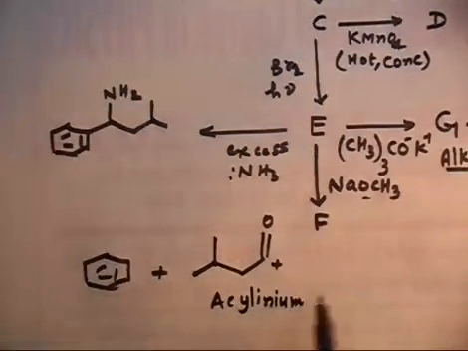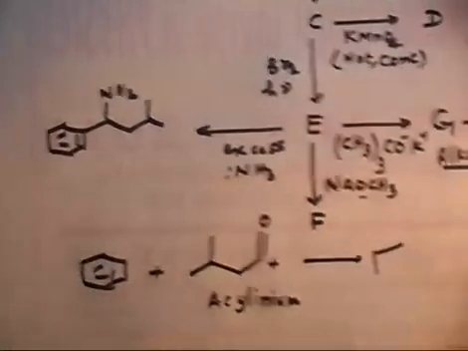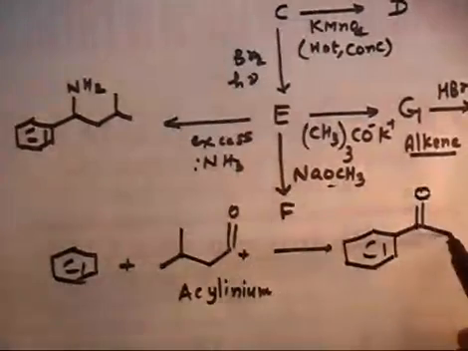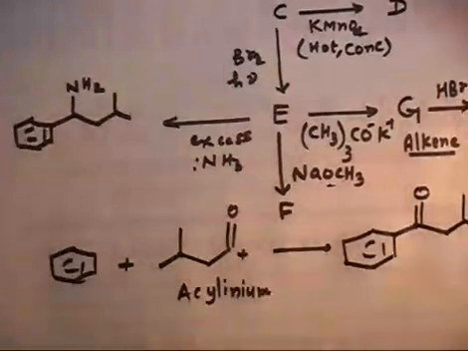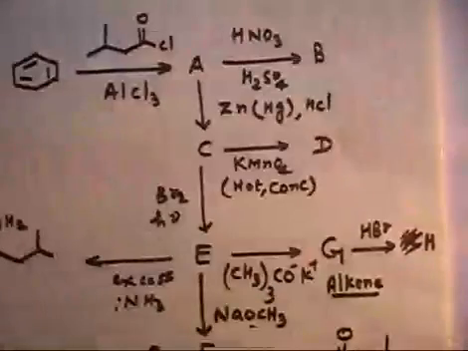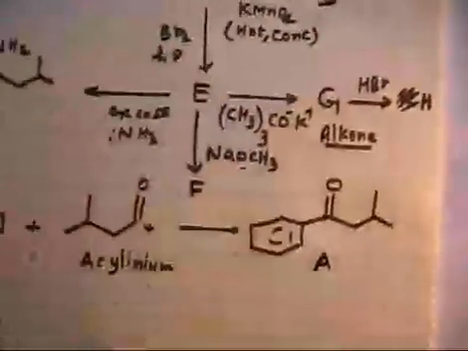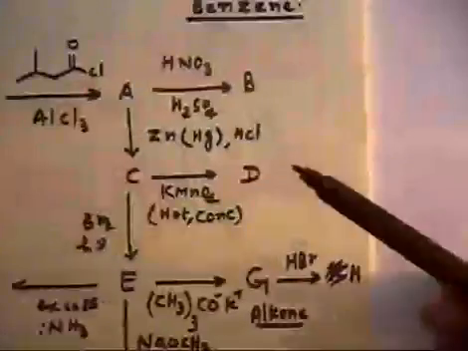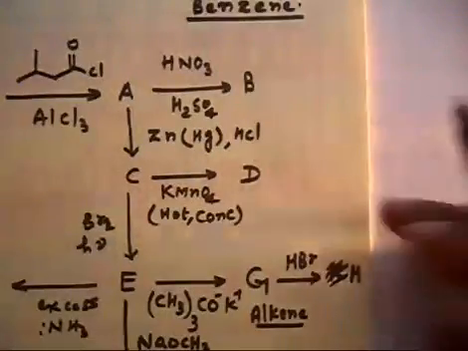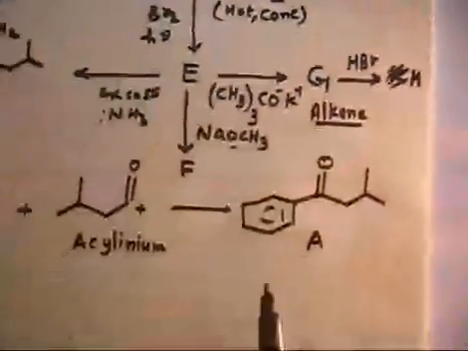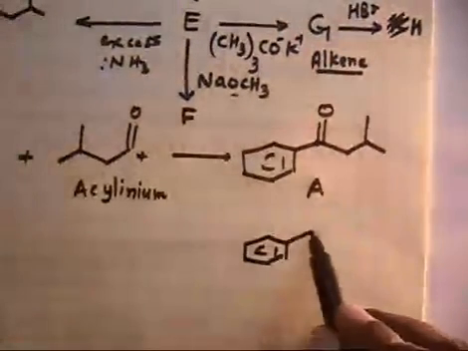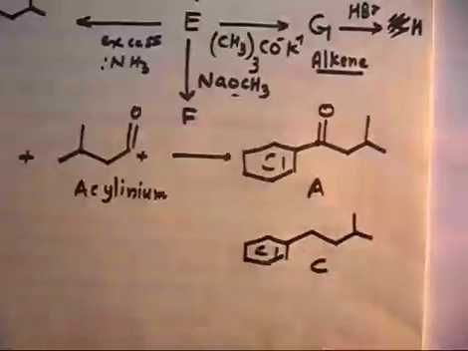Now this acylium ion will attack the benzene ring, and I will have the electrophilic substitution product with C double bond O. So this is A, the product I got. Now if I do ZnHg and HCl, this gives C. ZnHg and HCl will convert the C=O into CH2. So C is very familiar to us, and this is my C.